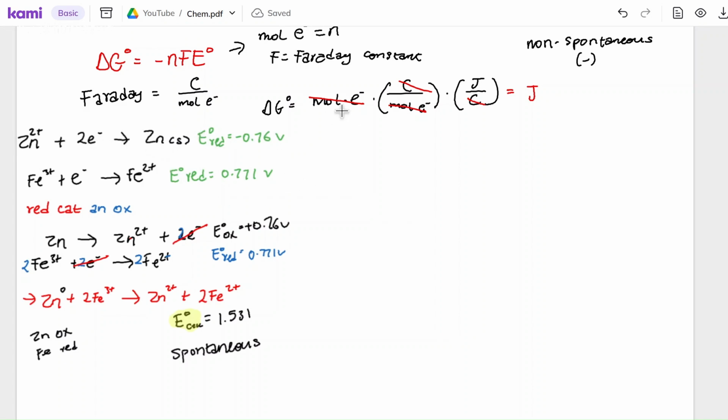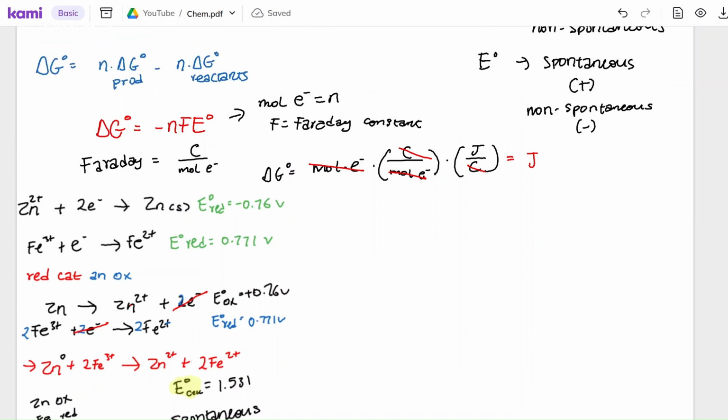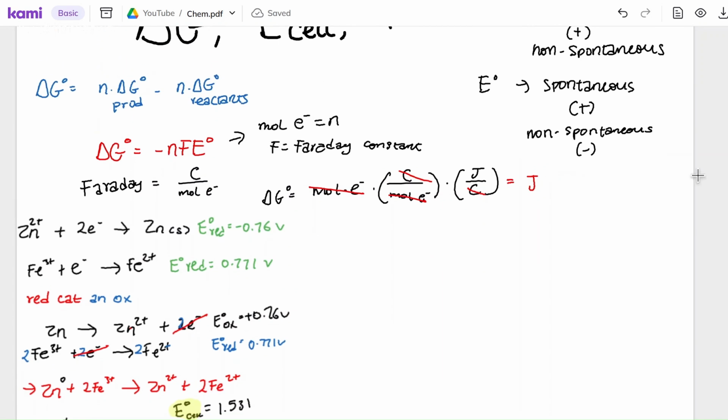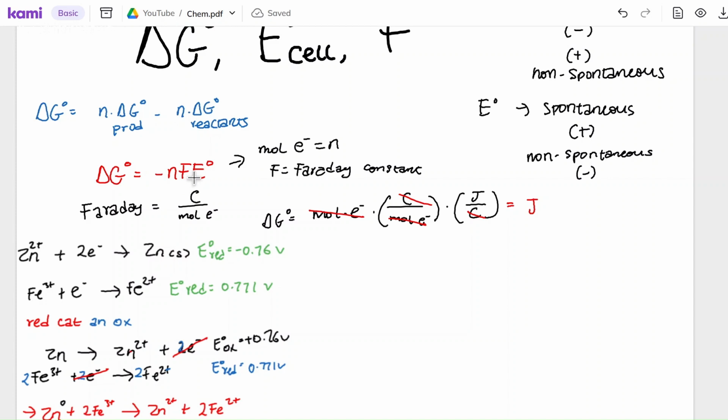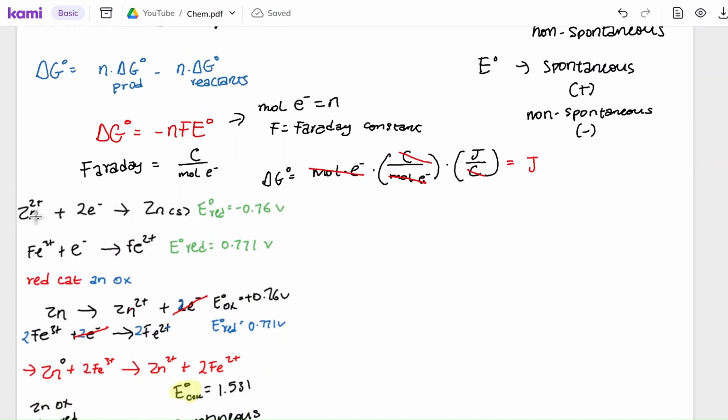So how to do it is, first of all, looking at this equation right here, we found the standard cell potential of these two, so zinc and iron. We already found the standard cell potential from the previous video right here, which is Ecell is equal to 1.531 volts.